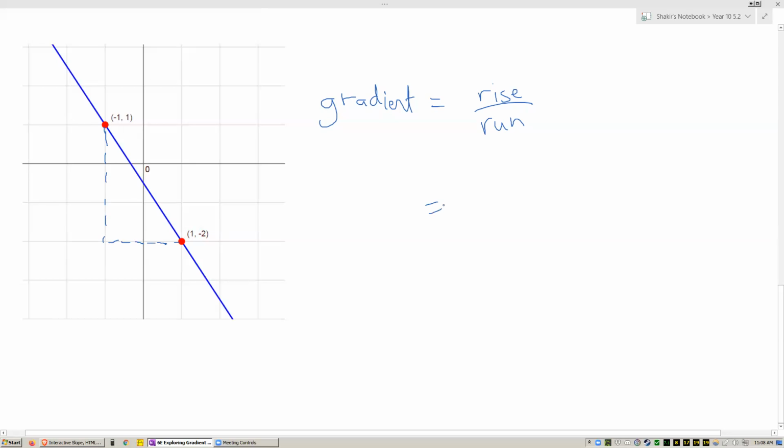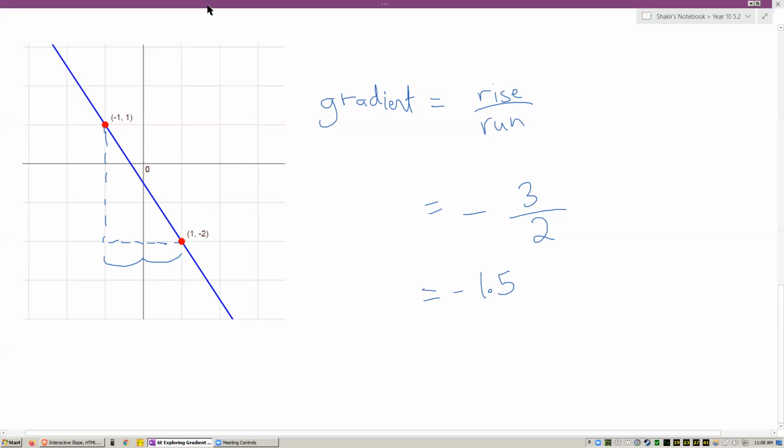Now, this is a negative gradient because you're going downhill. So you put a negative first up. Then how much was the rise? The rise was 3. How much was the run? Well, 1, 2. And so the gradient is negative 3 over 2, which is negative 1.5.